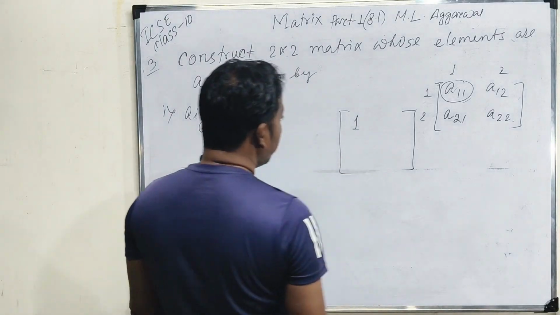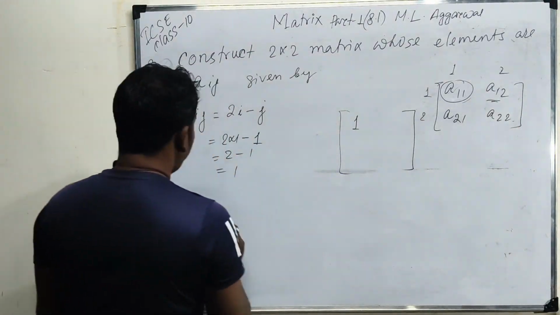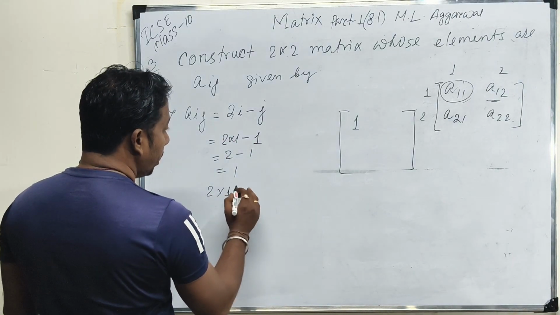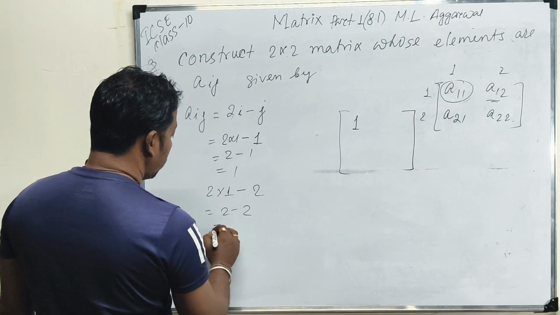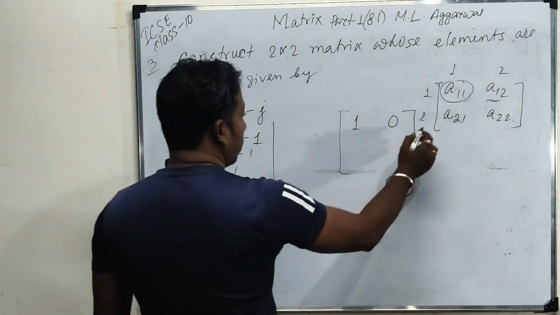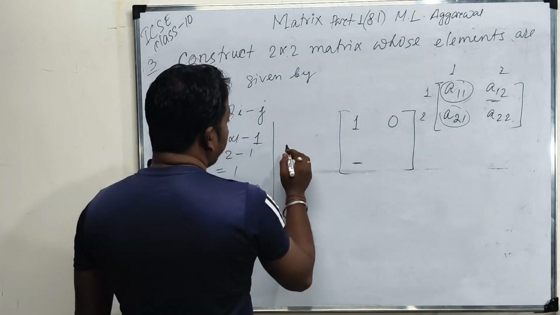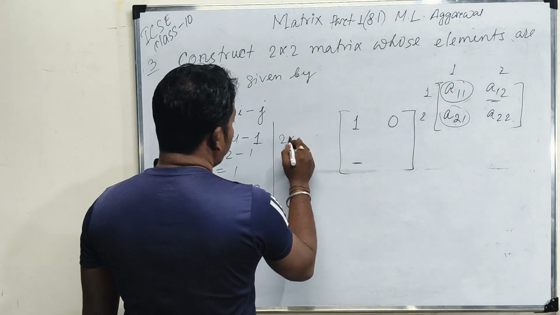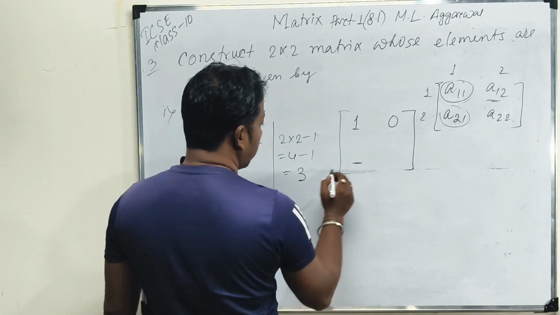So the last place is occupied by 1. Now the position of A12, that is the value of 2i minus j, with i equals 1 and j equals 2, that is 2 minus 2 equals 0. Now the position of A21, where i is 2 and j is 1. So 2 into 2 minus 1, that is 4 minus 1 equals 3.